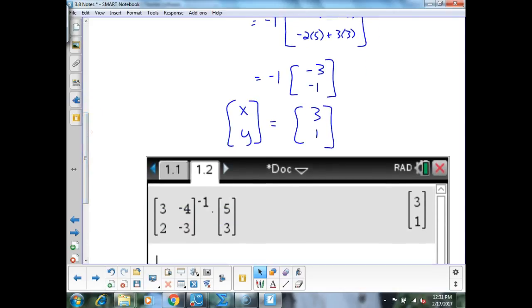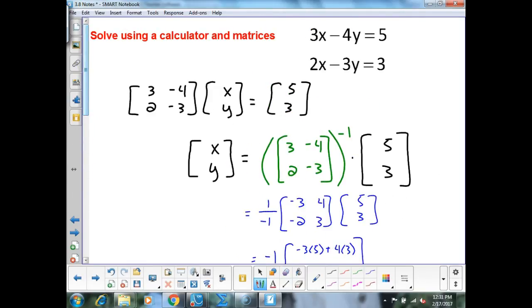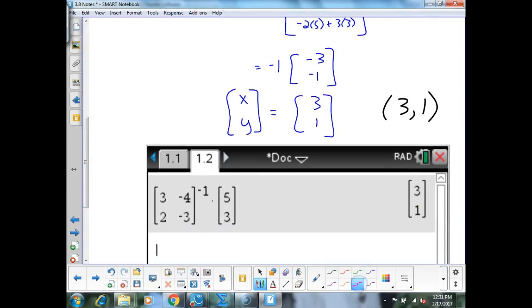No. Okay. So my answer then is going to be the point 3, 1. What should we do with that then? Plug and check. Check it in. Okay. 3 times 3 is 9. 4 times 1 is 4. 9 minus 4 is 5. 3 times 2 is 6. 3 times 1 is 3. 6 minus 3 is 3. Checks out in both. So there is my answer. Okay.